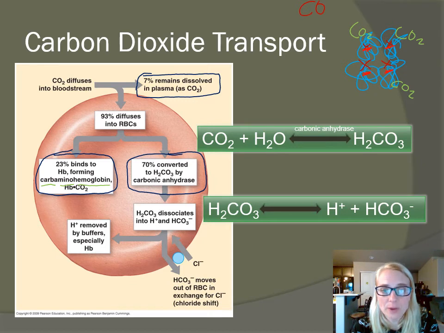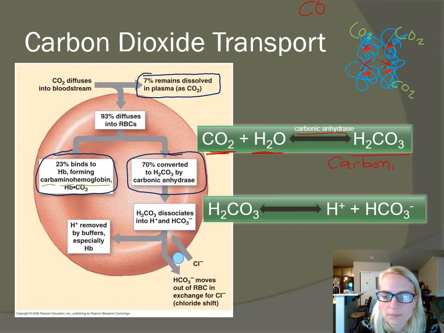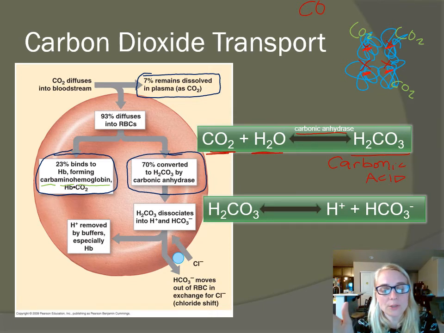So inside of the red blood cell, we have carbon dioxide mixing with water, plus it's a chemical equation. And there's an enzyme that's located inside of red blood cells called carbonic anhydrase, this guy right here. And it produces carbonic acid. So this is carbonic acid. Okay, so that's one part of it.